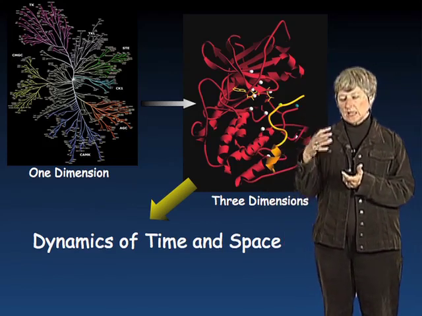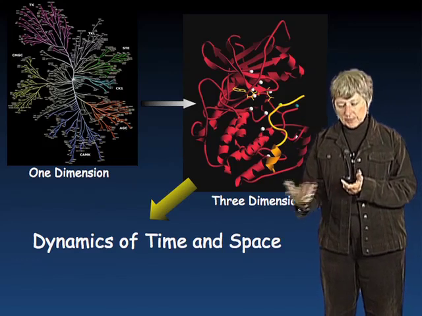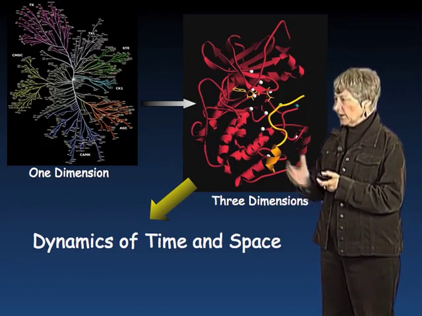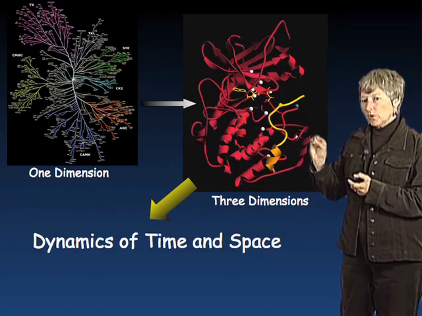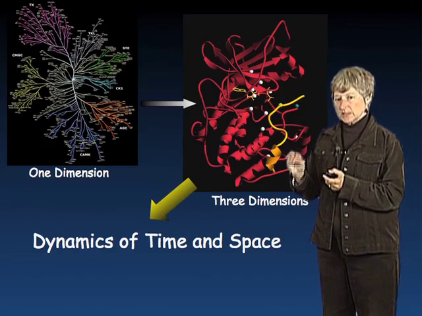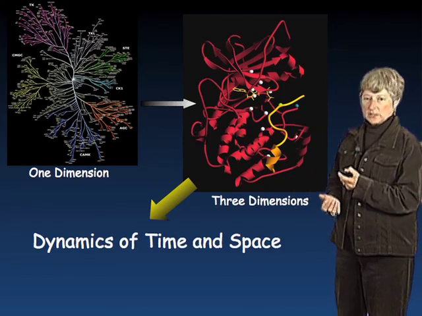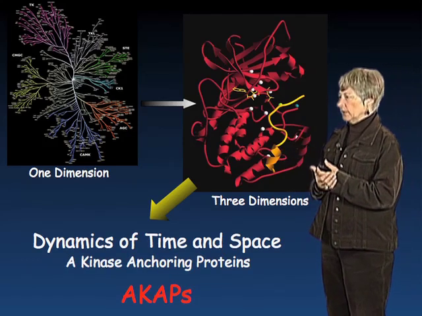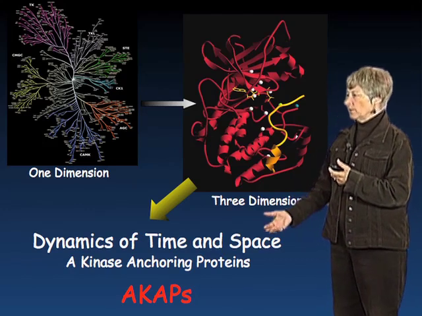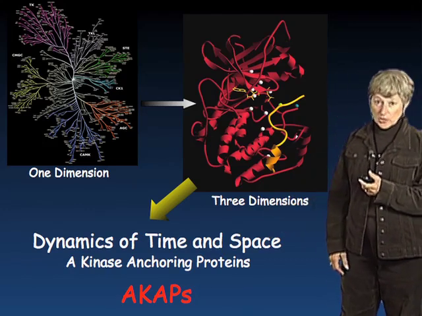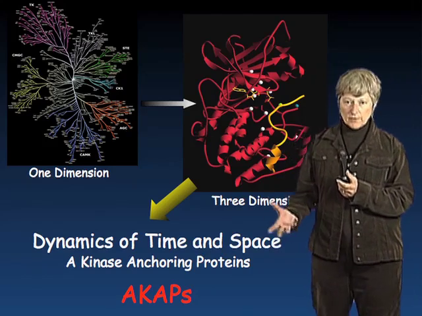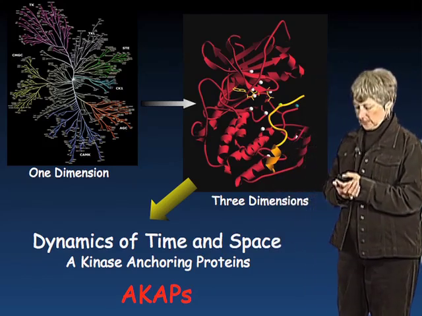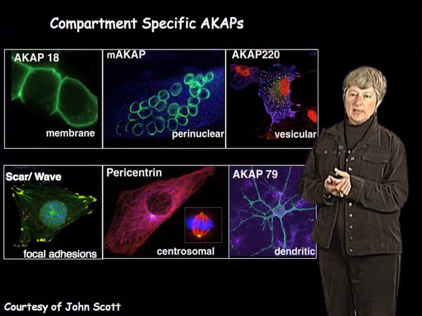The kinase, PKA, is not typically just floating around in solution. It's often targeted to specific sites. And if you want to look at the dynamics of time and space as part of your signaling equation, then you have to look at how PKA is localized. And in large part, this is achieved by A kinase anchoring proteins, scaffold proteins that bind with high affinity to the regulatory subunit. So let me explain that a little bit more.